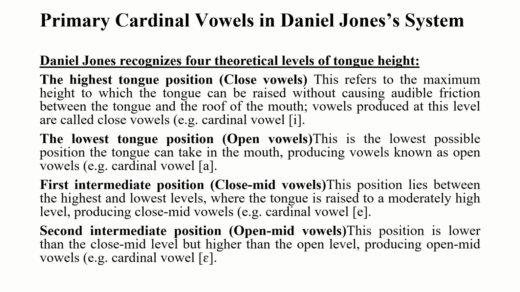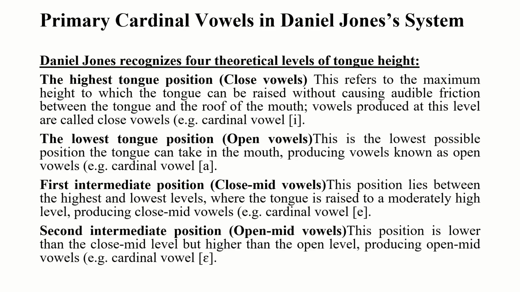In Daniel Jones' system of primary cardinal vowels, there are four theoretical levels of tongue height. One is the highest tongue position, where the vowel sounds are produced with the maximum height of the tongue. These are called closed vowels. That is the first one.